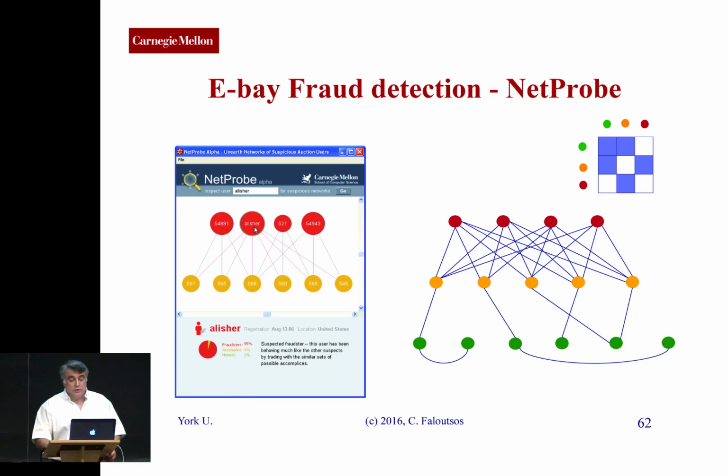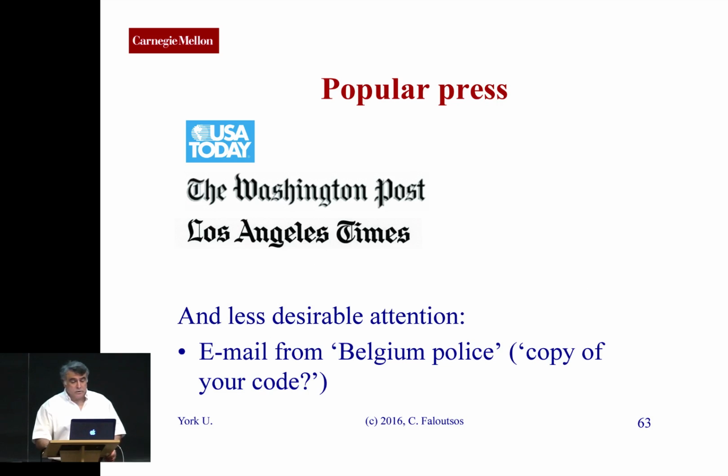We applied this algorithm on a crawl from the data, and it turned out that a week later, the accounts which were either yellow or red, usually they were shut down by eBay because there were a lot of complaints. And it was in the news, in the Washington Post and USA Today. And actually we got a message from somebody claiming that he was from the Belgian police and wanted a copy of our code. And we were sort of scared because who knows where it came from, so we didn't reply. Yeah, who knows what.